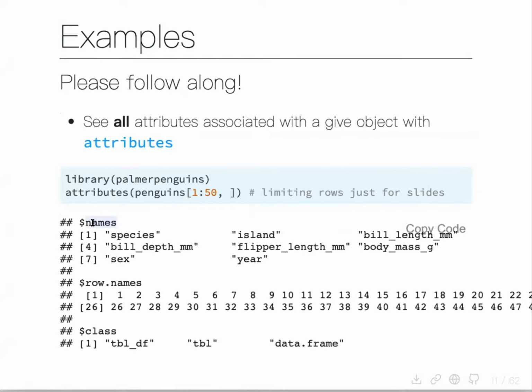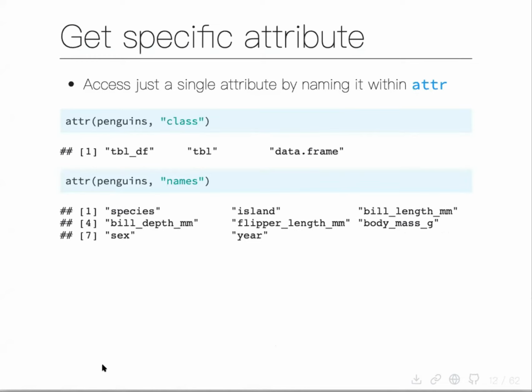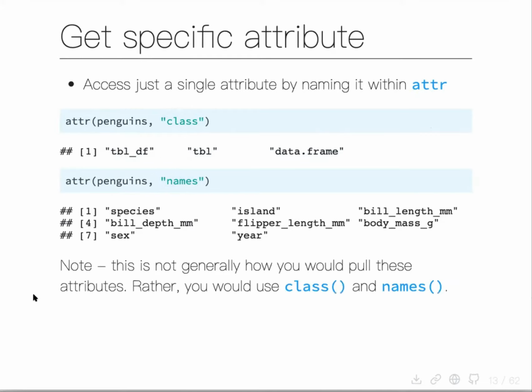Now I know I have names, row.names, and class. So if I want to access one of those, I use attr on that object and then just list the attribute I want to access from there, okay? So this is getting the class attribute out of penguins. This is getting the names attribute out of penguins, okay?